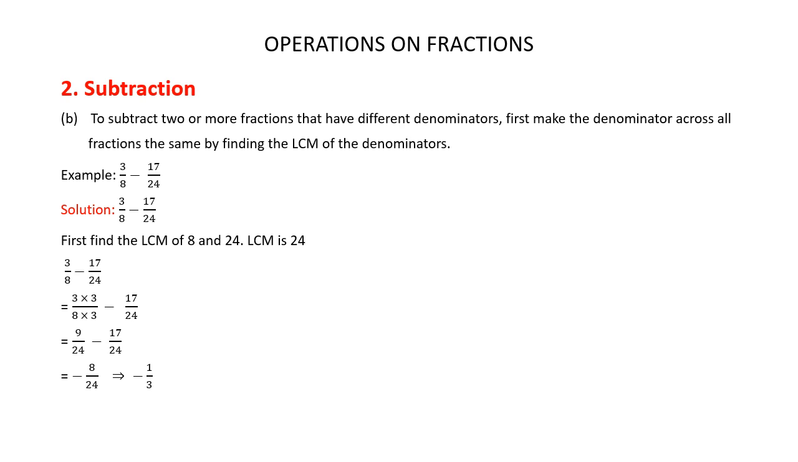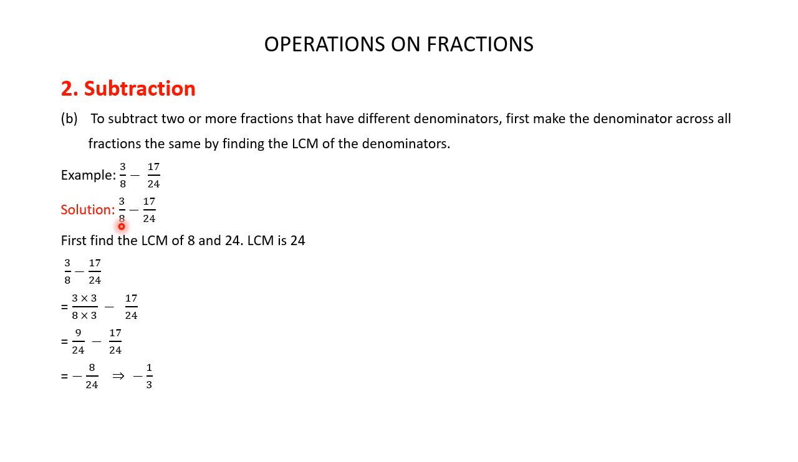Now let's learn how to subtract two or more fractions that have different denominators. To subtract two or more fractions that have different denominators, first make the denominator across all the fractions the same by finding the LCM of the denominators. Then subtract the two fractions. Let's understand this with an example. Find the value of 3 by 8 minus 17 by 24.